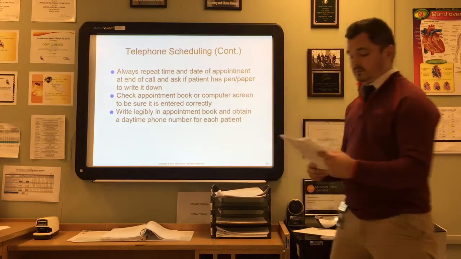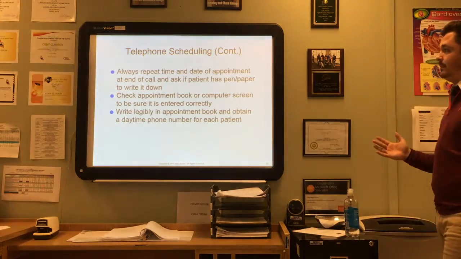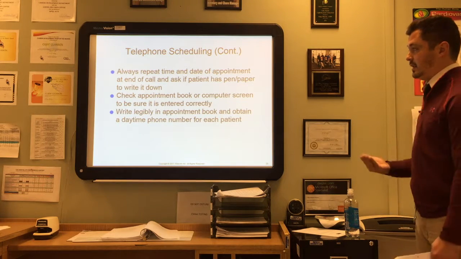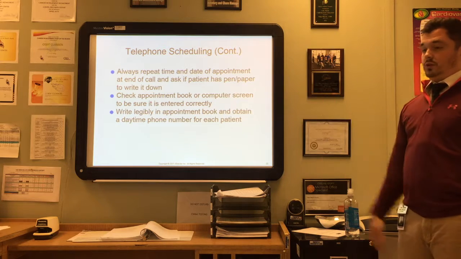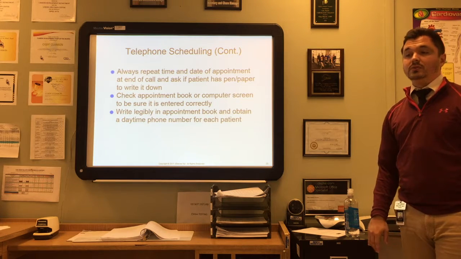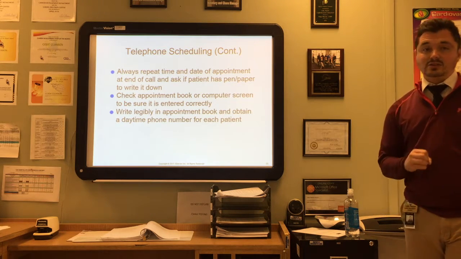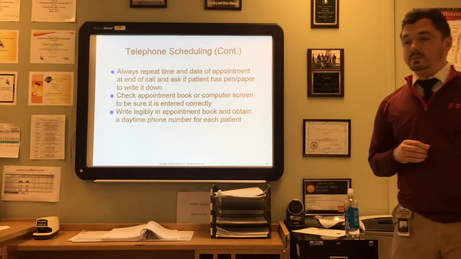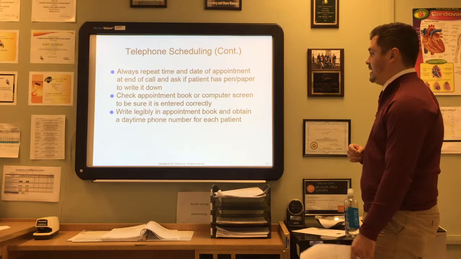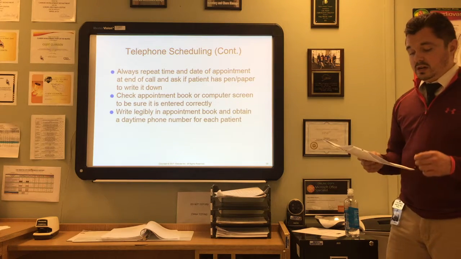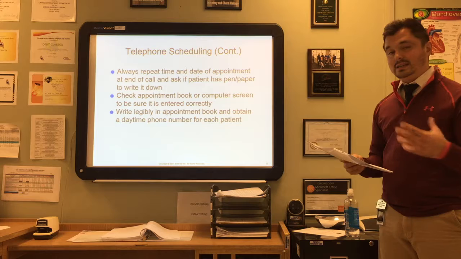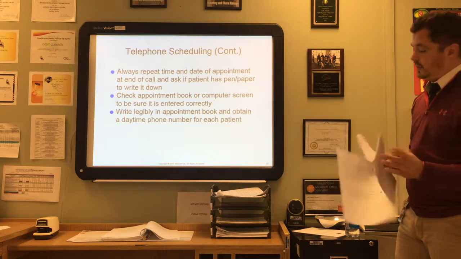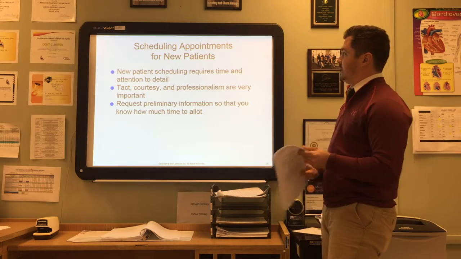Okay. Always repeat the date and time of the appointment at the end of the call, and ask if the patient has a pen and paper to write it down so that they remember it as well. Once you've done that, check the appointment book or the computer screen to be sure that it is entered correctly on the right day, at the right time slot. Then write legibly in the appointment book and obtain a daytime phone number for each patient. Having the patient's cell phone number makes it easier to contact them quickly, especially nowadays when just about everybody has a cell phone. That's really helpful as well.